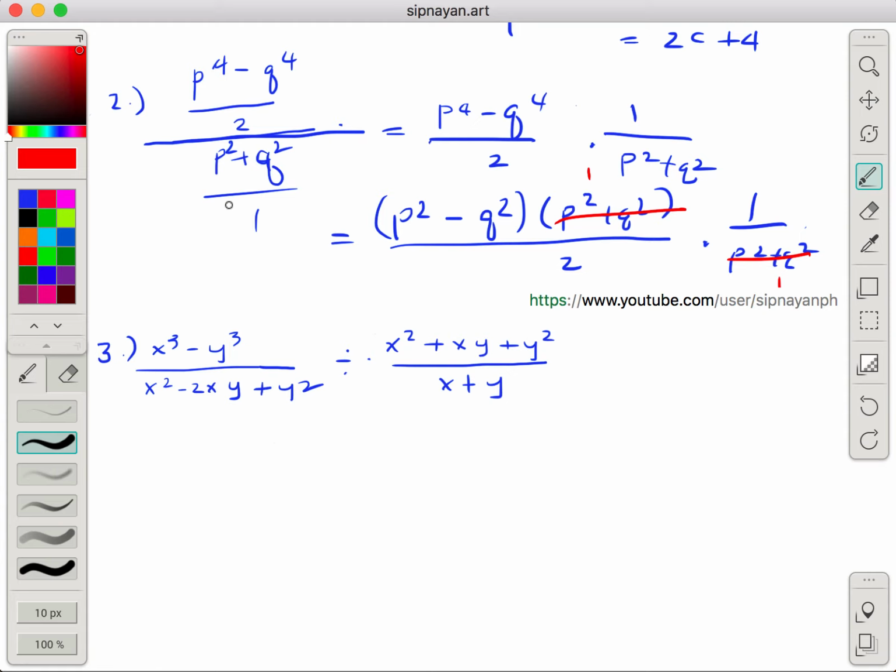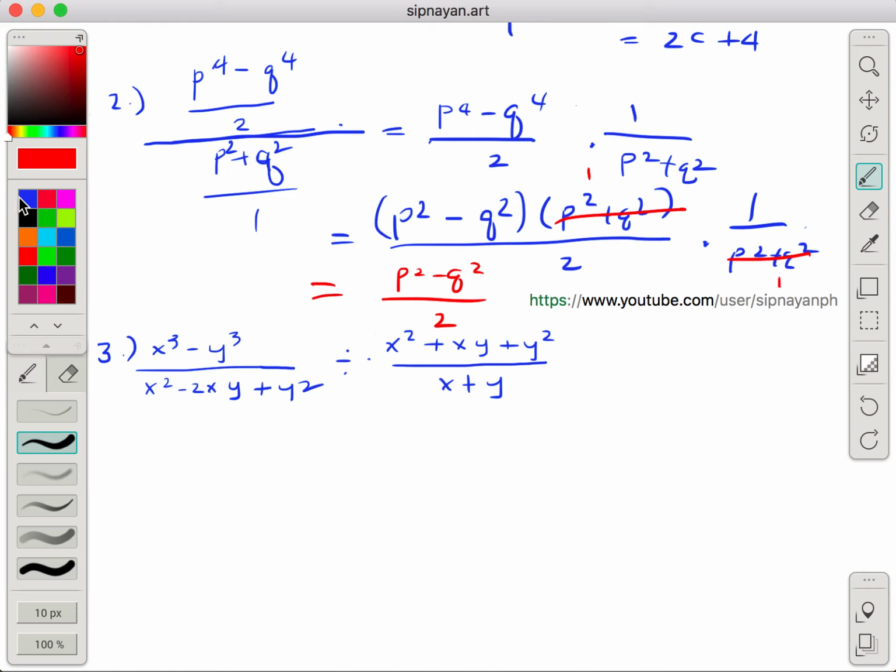So, the answer is yung numerator natin ay p squared minus q squared times 1, which is p squared minus q squared. And then yung denominator natin ay yung 2. 2 times 1 is 2. Naging pula na siya. Anyway, that's the answer.